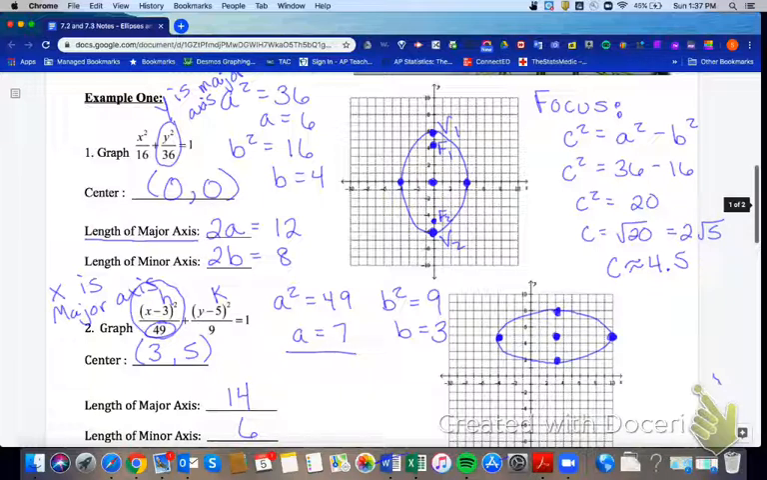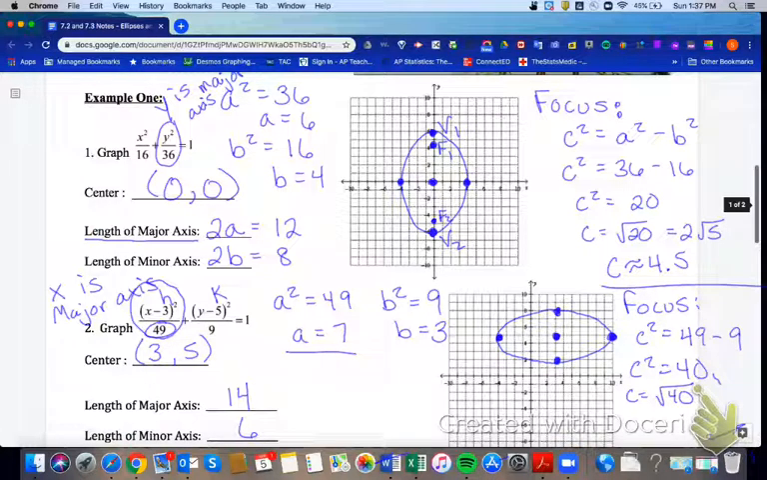And then last, we want the focus. C squared equals 49 minus 9. So c squared equals 40. Square root that. Simplify, so that's 2 square root 10. Decimal equivalent is approximately 6.3.